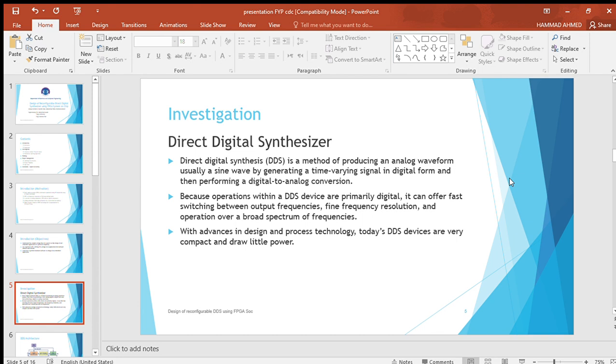DDS is a method of producing an analog waveform, usually a sine wave, by generating a time varying signal in digital form and then performing a digital to analog conversion. Because operation of a DDS device is primarily digital, it can offer fast switching between output frequencies, fine frequency resolution, and operation over a broad spectrum of frequencies. With advances in design and process technology, today DDS devices are very compact and draw little power.